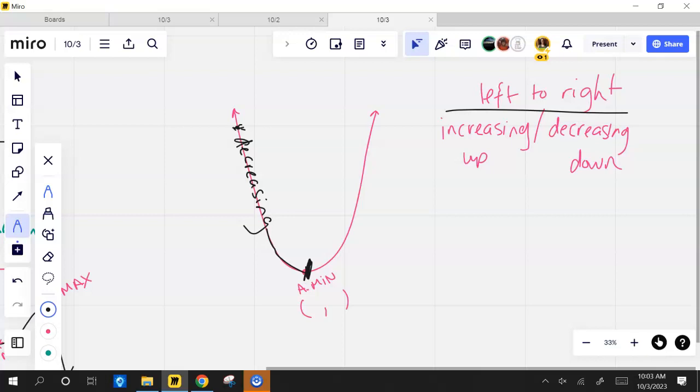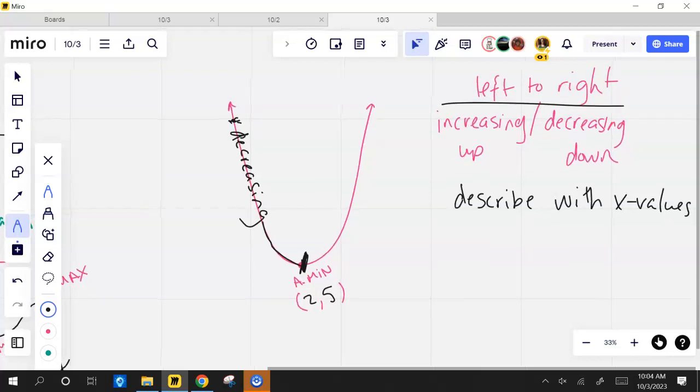So my graph is increasing. And by the way, we always describe this with x values. Let's just say, for instance, I'm going to give this a coordinate. I'm going to give this a point. Let's say my absolute minimum was at 2, 5. My graph is decreasing from negative infinity, right? Because all the way from the left, remember I'm talking about x values. From negative infinity until what do you think? 2. Okay?